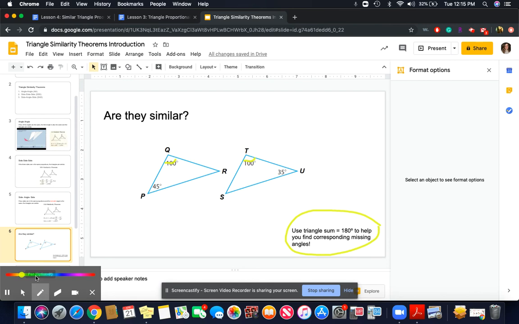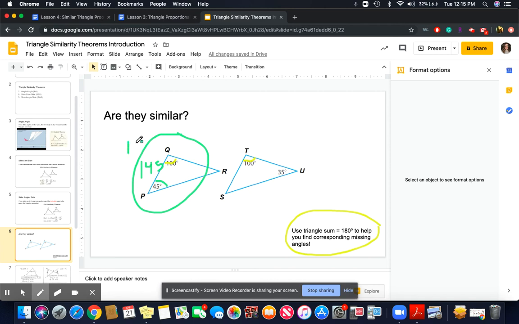So if I focus in on this triangle, I have a 100-degree angle and a 45. So far, I have 145 in there. How can I use that to find what's missing? Well, triangle should be 180, and I only have 145. So if we subtract 180 and 145, that tells us that this missing angle is 35 degrees.